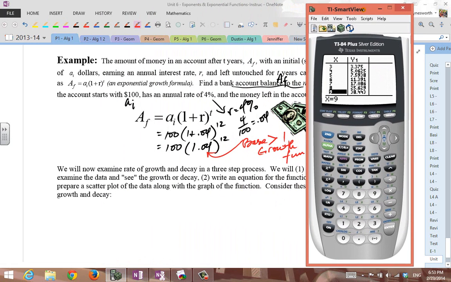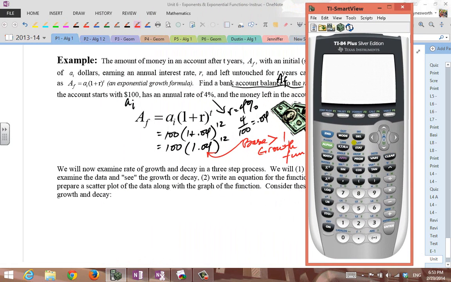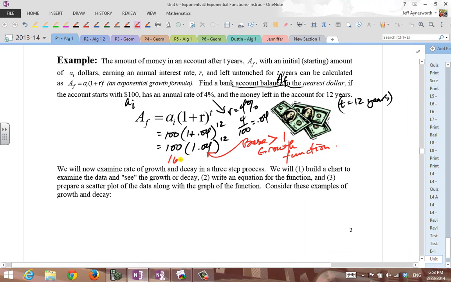With a calculator, it's simple. Hit second mode, which is quitting out to your home screen. Let's enter in 100 times the quantity 1.04, and let's raise it to the 12th power because we're going to let it ride for 12 years. After 12 years, we have $160 and roughly 10 cents. So $160.10 after 12 years.